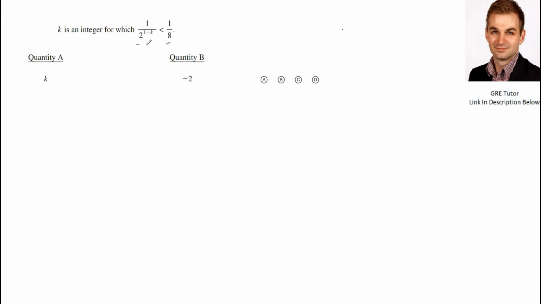They give you the hint by drawing this in the form of base 2. So you have 1 over 2 to the 1 minus k is less than 1 over, and then you can rewrite 8 as 2 cubed. Let me draw that out really quickly just to make sure people get it. 8 is equal to 2 times 4, which is equal to 2 times 2 times 2. I just broke up the 8 into 2 and 4, and then the 4 into 2 2's. Now this is the same thing as 2 cubed.